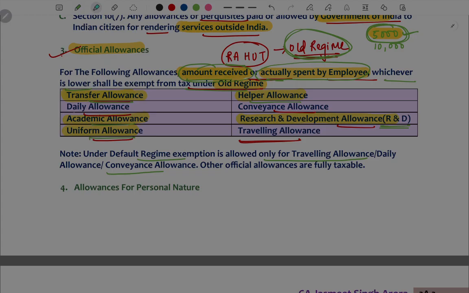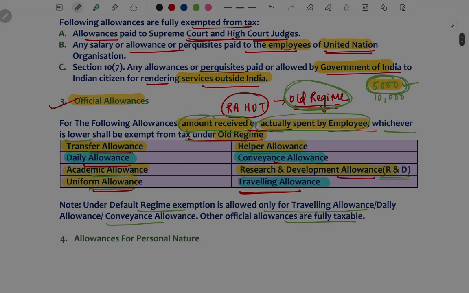But if you see in the new regime as well, these three allowances are exempted, as in the old regime, and the same criteria applies here: actual amount received or actually spent by the employee.